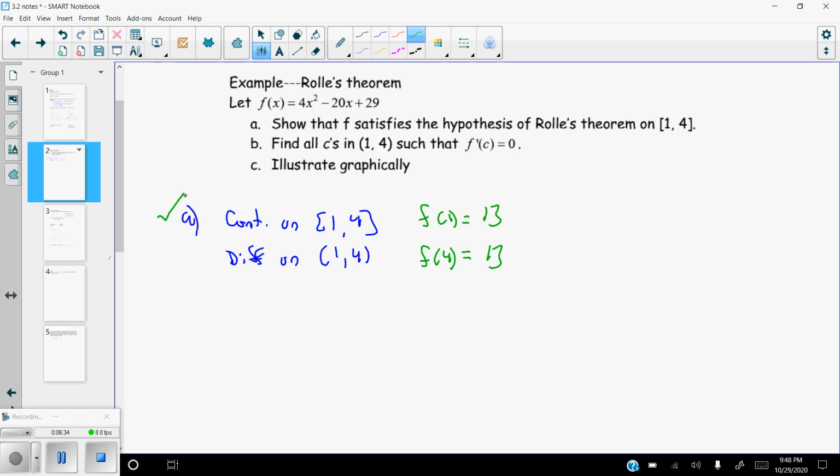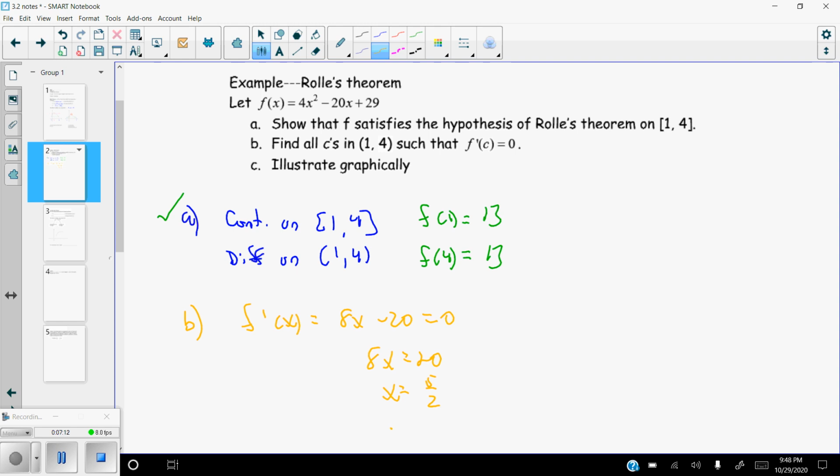So if that's the case, then there has to be at least one value in between 1 and 4 such that the derivative equals 0. Well, let's find it. Part B. The derivative is going to be 8x minus 20, and someplace that has to equal 0. So if we add 20 to both sides and divide by 8, 20 divided by 8 will simplify to 5 halves, which is the same as 2.5.